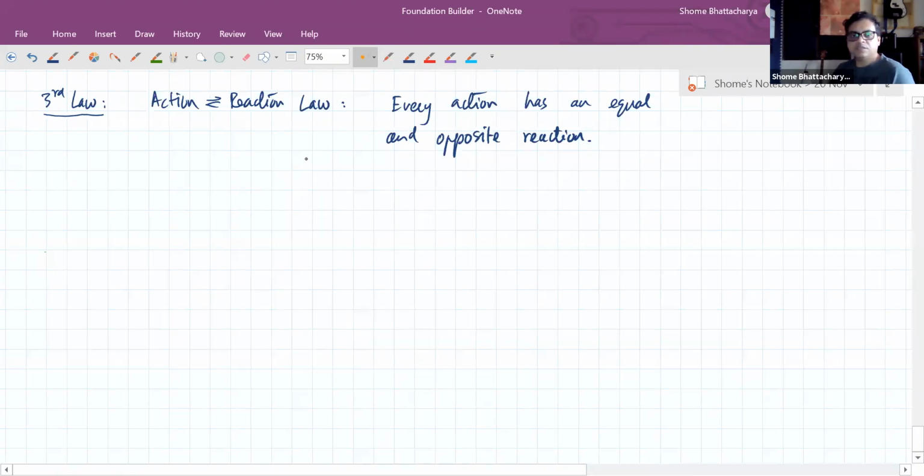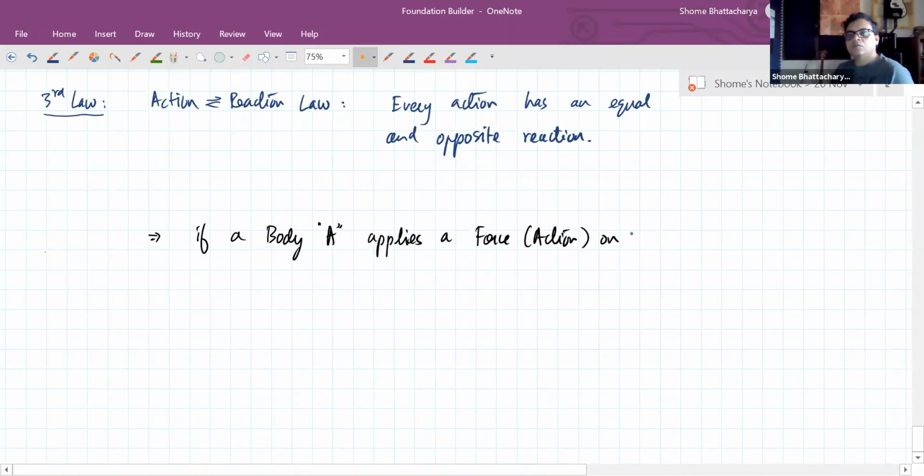So what this basically means is that if a body, let's say A, applies a force which we'll call the action on another body B, and this force we will denote by F_BA. That is, we're using the system of index that this is the force on B applied by A. So we're using B comma A.